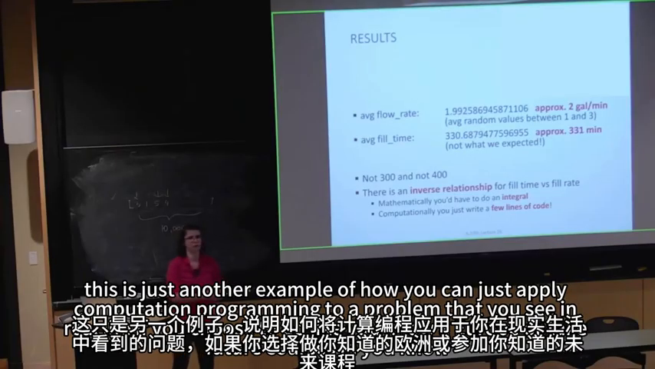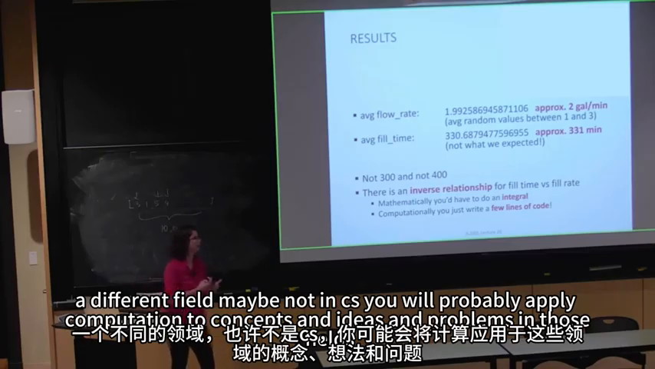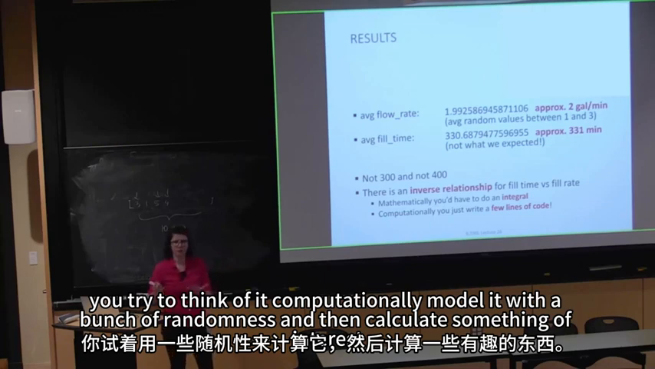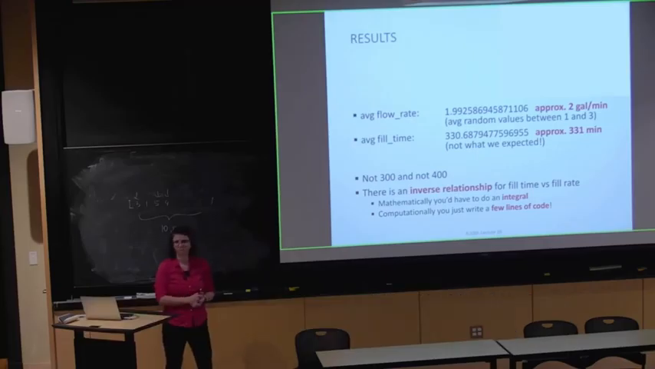This is just another example of how you can apply computation and programming to a problem that you see in real life. If you choose to do a UROP or take future courses in a different field, maybe not in CS, you will probably apply computation to concepts, ideas, and problems in those fields. And it'll be something similar to this. You observe something, you try to think of it computationally, model it with a bunch of randomness, and then calculate an idea, something of interest.